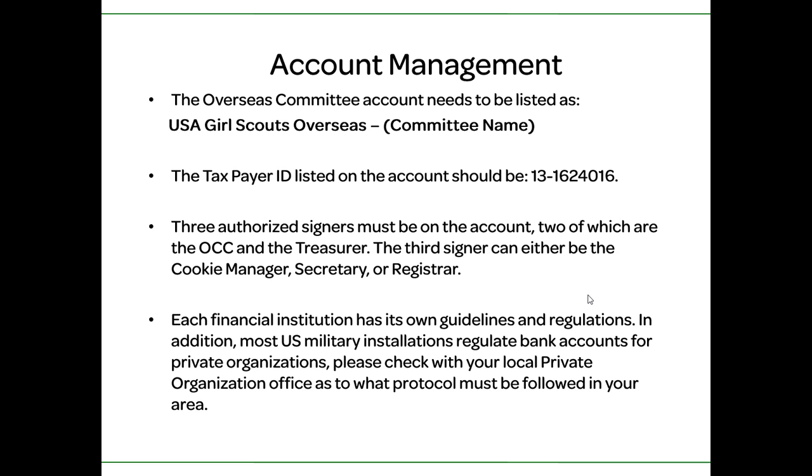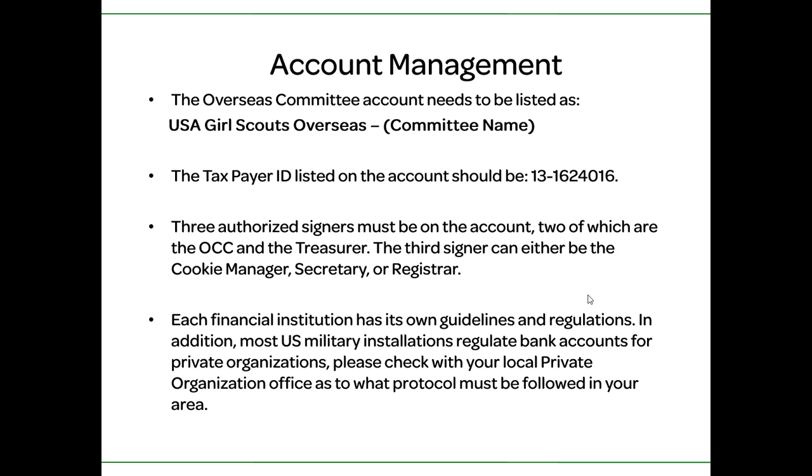Now, as a Treasurer, of course, you'll have account management. So there's a couple of things that you'll need to know. For all overseas accounts, the listing of the name should be on your records, USA Girl Scout Overseas, and then you insert your committee name. So this is important for your checking account. For example, the Cherry Blossom Committee would list USA Girl Scout Overseas - Cherry Blossom Committee.